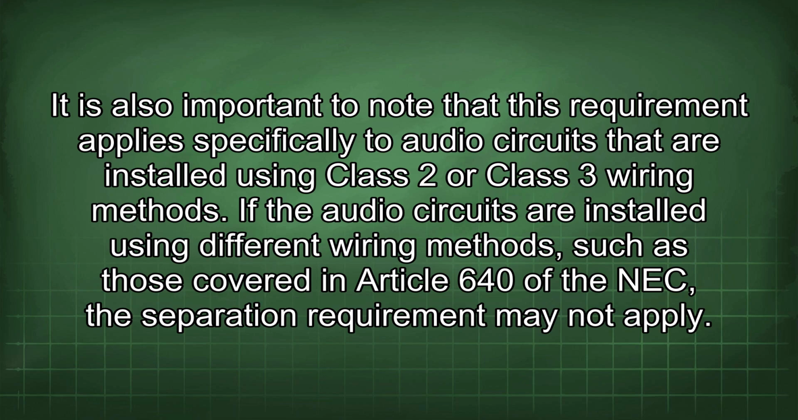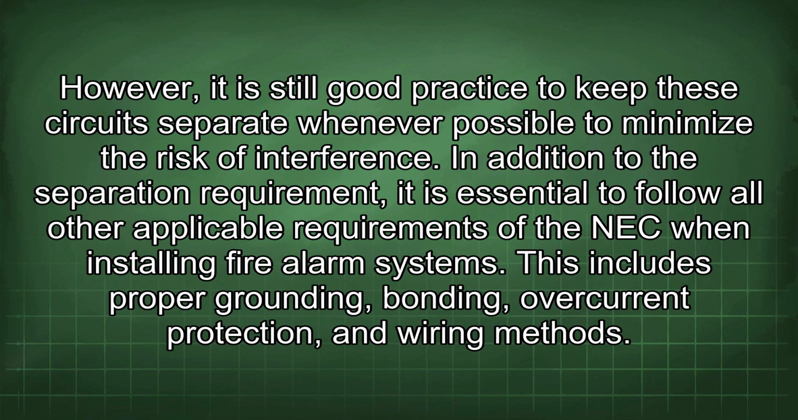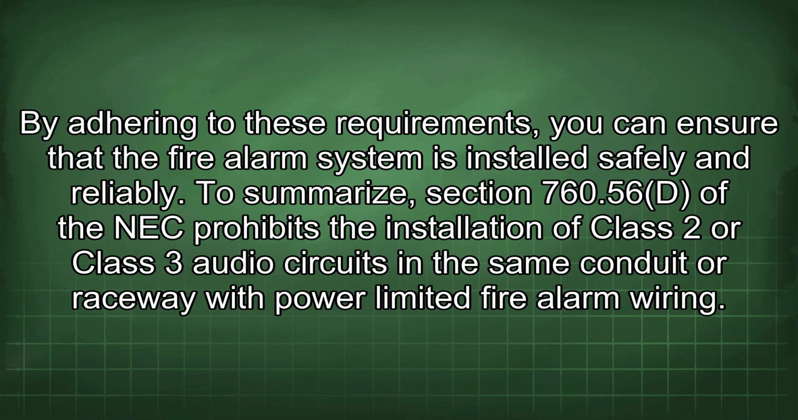If the audio circuits are installed using different wiring methods, such as those covered in Article 640 of the NEC, the separation requirement may not apply. However, it is still good practice to keep these circuits separate whenever possible to minimize the risk of interference. In addition to the separation requirement, it is essential to follow all other applicable requirements of the NEC when installing fire alarm systems. This includes proper grounding, bonding, overcurrent protection, and wiring methods. By adhering to these requirements, you can ensure that the fire alarm system is installed safely and reliably.